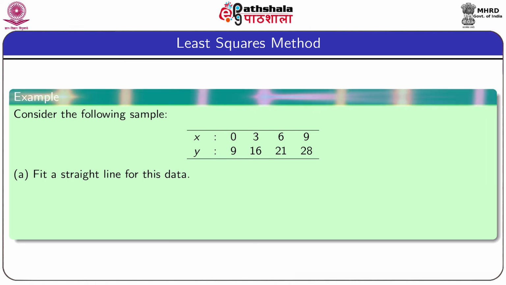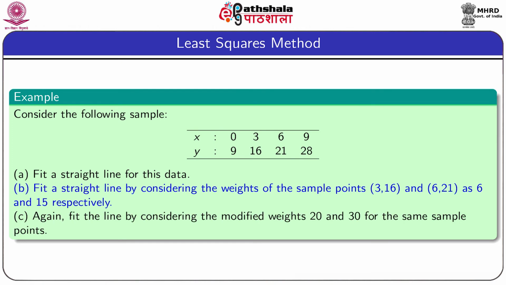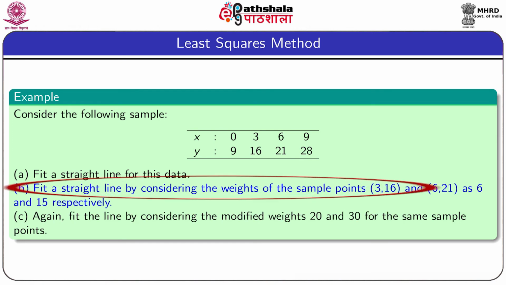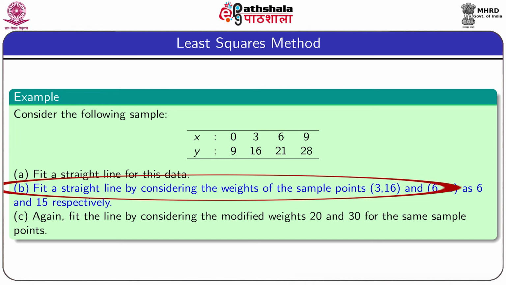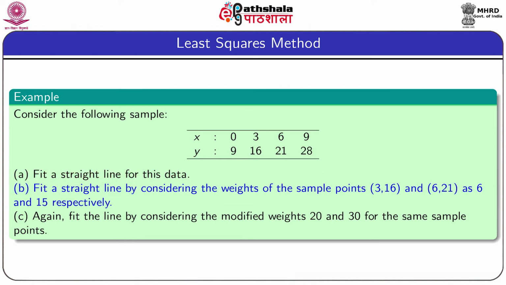Now we consider here three types of problems. The first problem is to fit a straight line for this data without taking the weights. The second problem is to fit a straight line by considering the weights of the sample points 3, 16 and 6, 21 as 6 and 15 respectively. That means the weights for this case are 1, 6, 15 and 1. And the third problem is to fit the straight line by considering the modified weights 20 and 30 for the sample points.